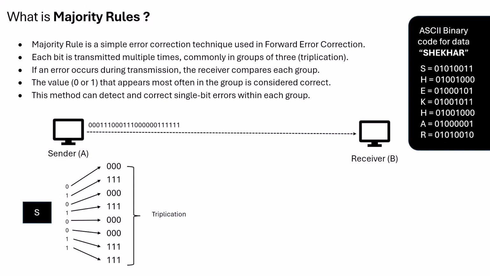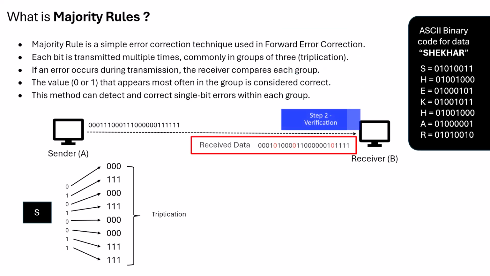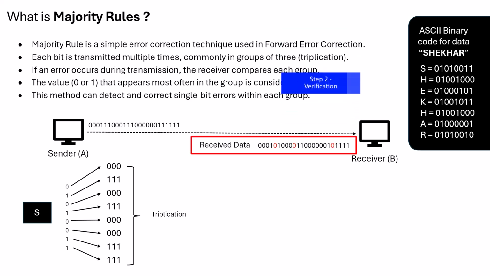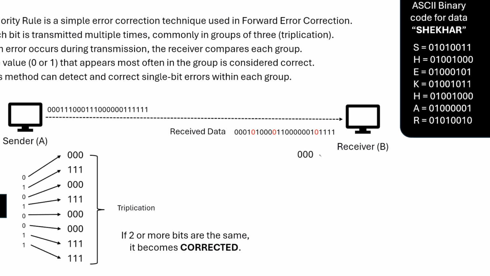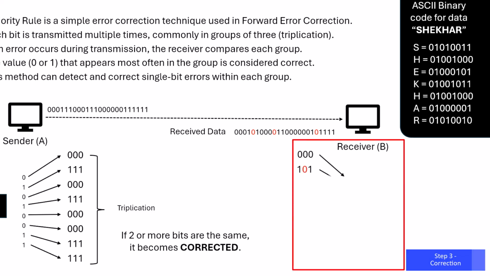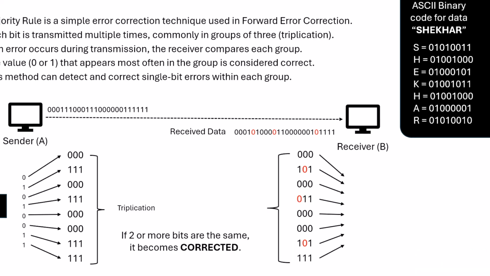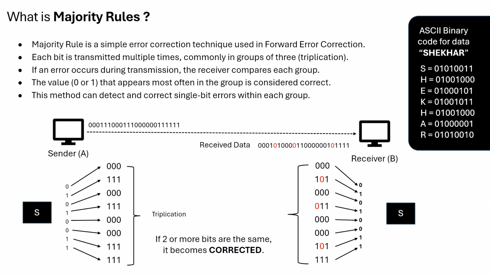Step 2: now, at the receiver side, we can see 3 bits got corrupted. So we can see our original message is corrupted. In step 3, we apply the majority rule of correction at the receiver. The first error bit has 2 ones, so this bit will be considered as 1. At the 4th bit, we received 2 ones and 1 zero, so this bit will be corrected as 1. Similarly, other error bits also get corrected.